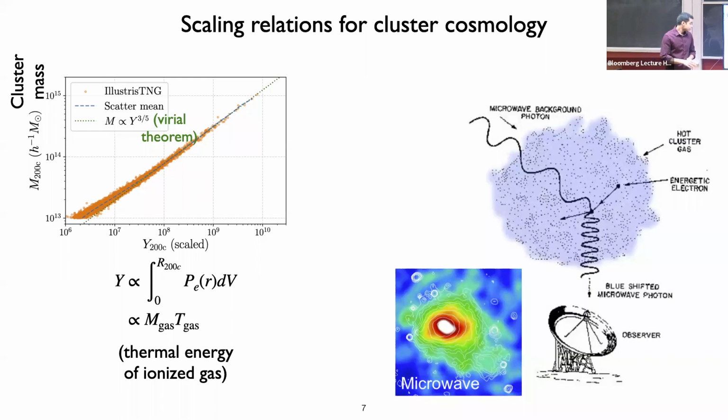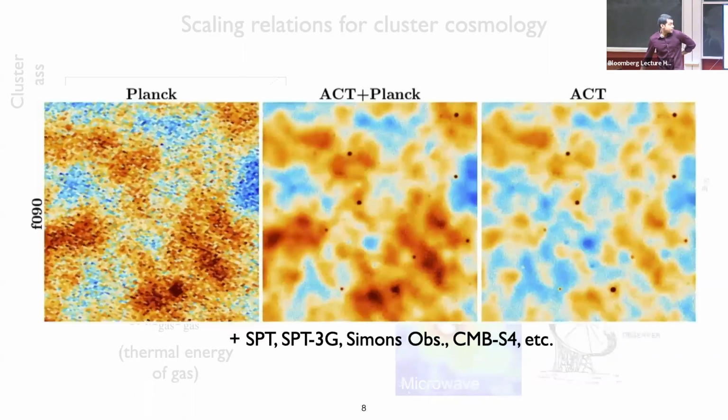But yeah. Okay, and one thing is just keep this quantity called Y, which is the electron thermal energy, in mind, because I will use this quite a lot during the talk. Y, in terms of the observable, is directly the decrement that you see in the CMB. Yes. It's an observable directly.